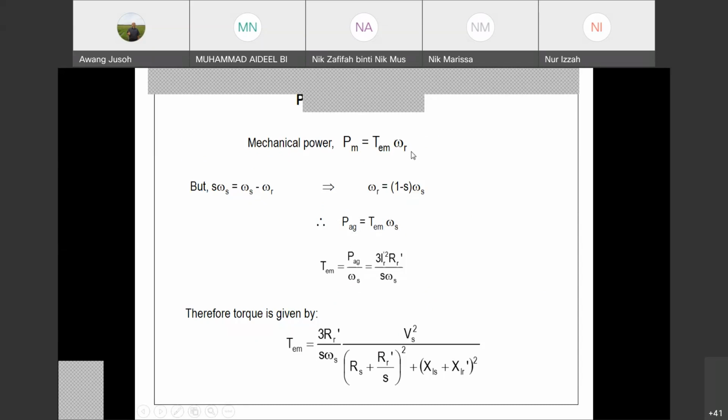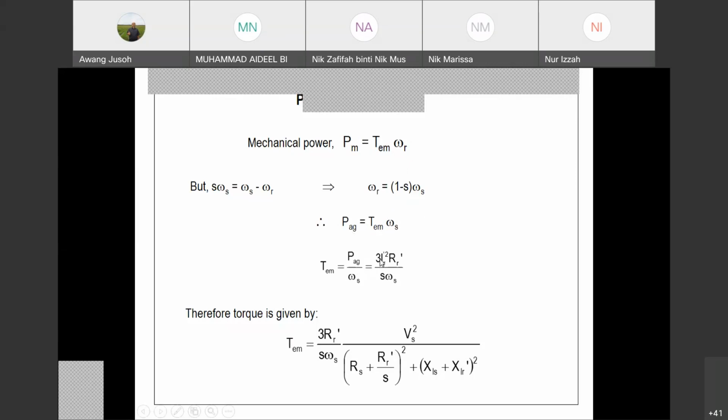So you can use both. We can also use this formula, which is torque with respect to PAG, but the omega must be omega s, the synchronous speed. So the torque derivation can be done in two ways. You can use the rotor speed, but you must use the mechanical power. Or we can use the synchronous speed, but we must use the air gap power. And the torque equals PAG divided by omega s.